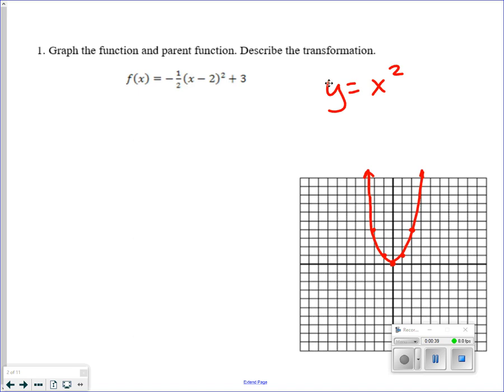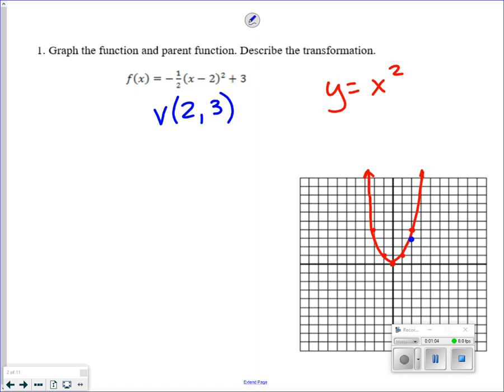Now let's talk about the new function. The vertex of the new function is at (2, 3). All right, so I'm going to go over here and add (2, 3), and put a dot on the graph. Now, you can make an XY chart. You can do a variety of things here. You can use a graphing calculator to graph these, but ultimately it's a downward parabola.